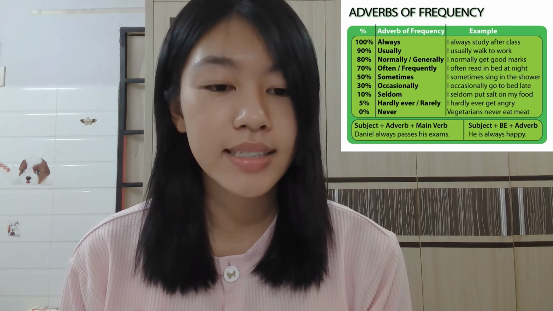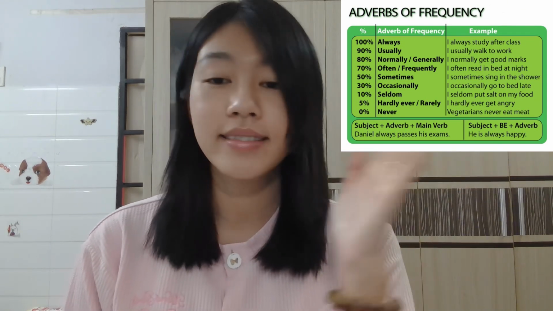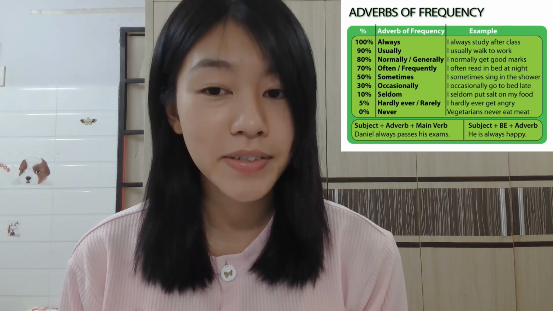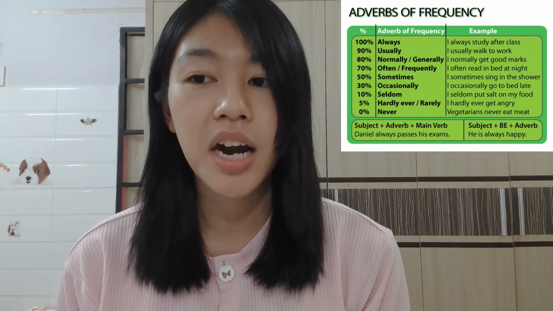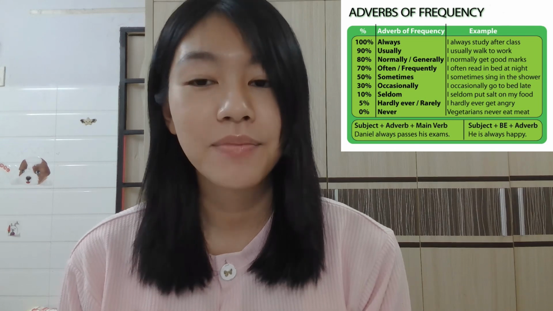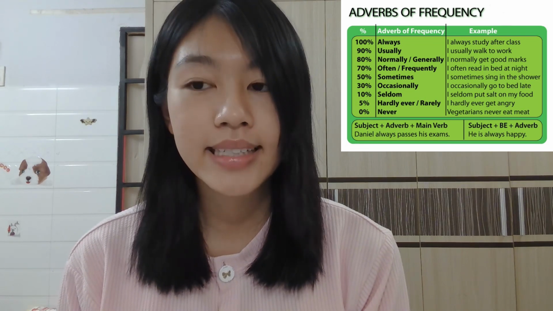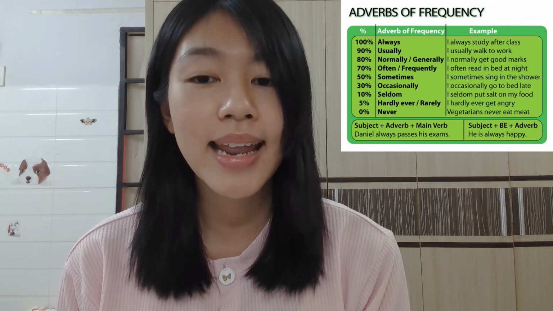Moving to 80%. Can someone please explain the example I normally get good marks? Okay, please raise your hand. Yeah? I see Lily. Okay, you did well in 8 exercises and you didn't perform well in the other 2? Correct. Okay, now 70%. The words are often and frequently. The example is I often read in bed at night. And 50% sometimes. I sometimes sing in the shower. 30% occasionally. I occasionally go to bed late.